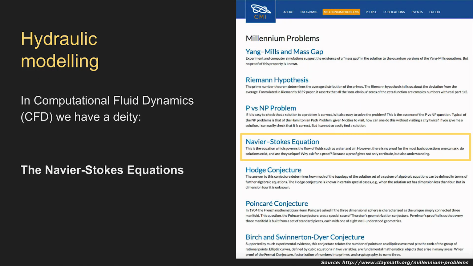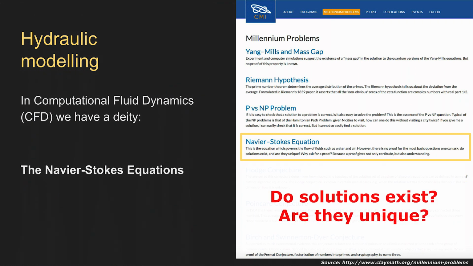Why is this equation important? Well, the Clay Mathematical Institute has defined a set of problems called the Millennium Problems. Among these, you can see the list there, there are the Navier-Stokes equations. And what's the problem? The question is, do solutions exist for this equation, and are they unique?